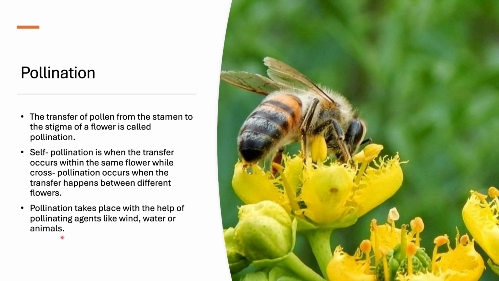Like, we have insects, we have birds. In this picture here, we can see a honeybee acting as a pollinating agent. When the honeybee comes to suck nectar from the flower, the pollen grains stick to its body, and when it lands on another flower, the pollen grains reach the stigma of that flower, and thus pollination takes place. Okay. Now we will see what happens after pollination.